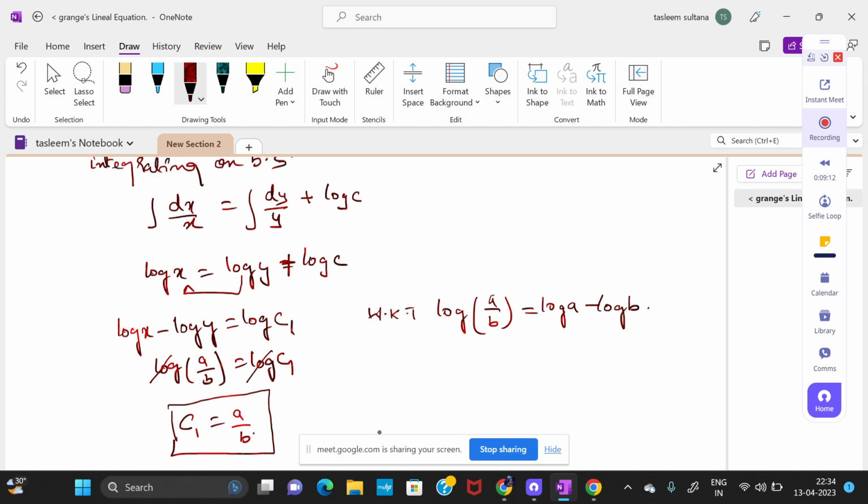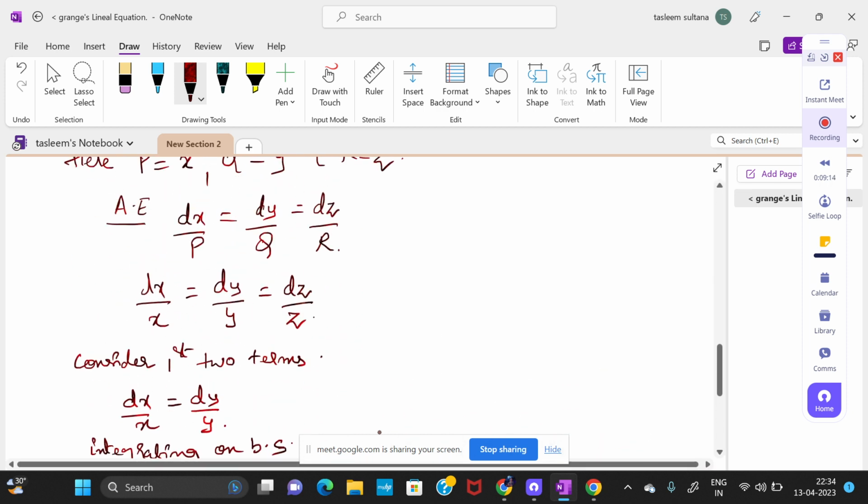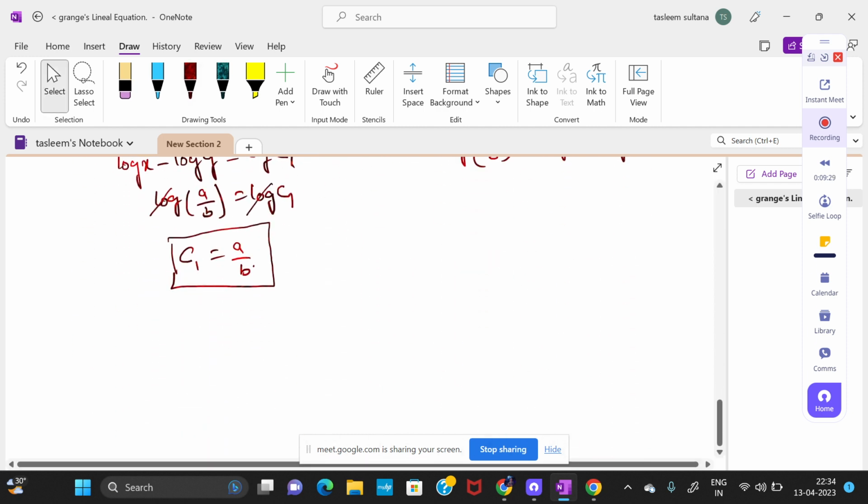So I got one set of solution. Now I have two options next: either I can take dx by x is equal to dz by z, or dy by y is equal to dz by z. It's up to you, any one set you can take. So here we'll take the last two terms.